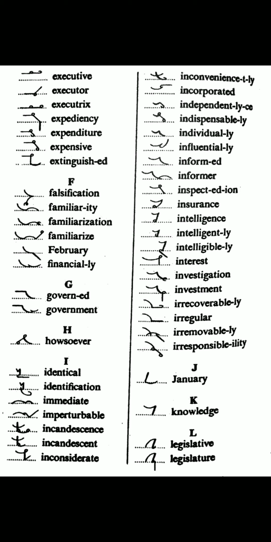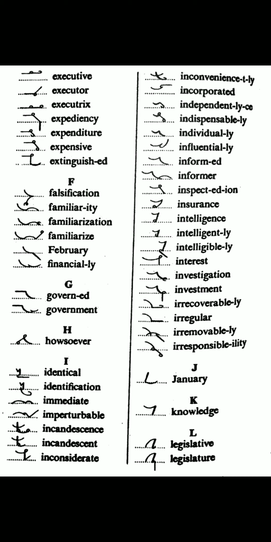N stroke double with S circle with T on the line for interest. N stroke V with S circle with Chan on the line for investigation. N stroke V with S circle with T for investment. Downward R on the line. K with V hook for irrecoverable, irrecoverably.